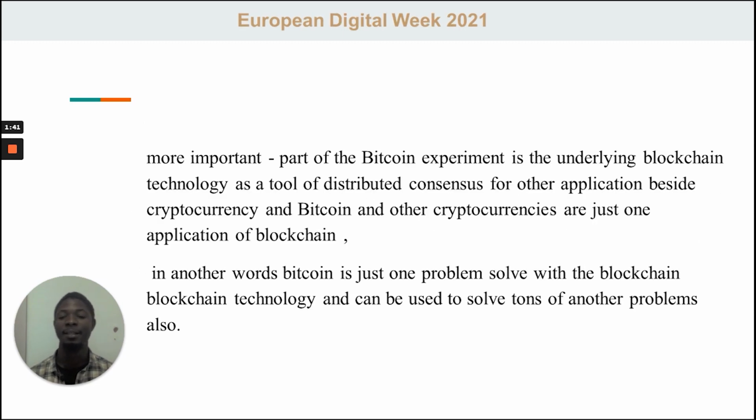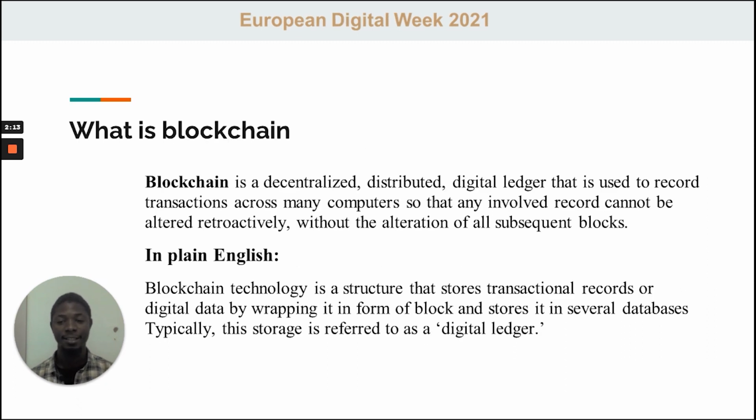It seems amazing that the most important part of this Bitcoin experiment is the underlying technology behind it, which is called blockchain technology, and not only as a technology used for developing the cryptocurrency, but also as a tool of distributed consensus for other applications. Bitcoin and other cryptocurrencies are just an application of blockchain technology. In the technical definition, it is a decentralized distributed ledger that is used to record transactions across many computers so that any involved record cannot be altered.